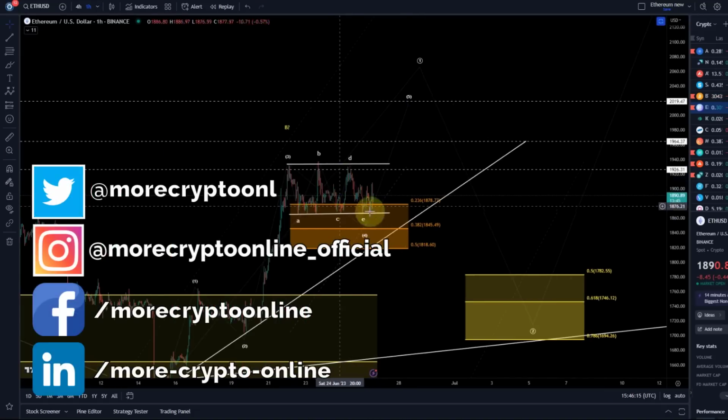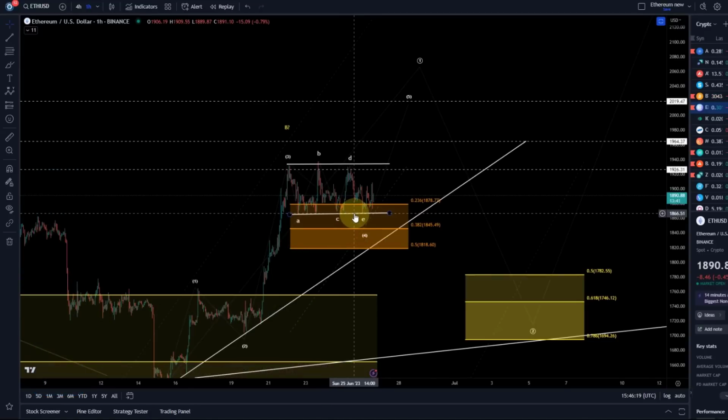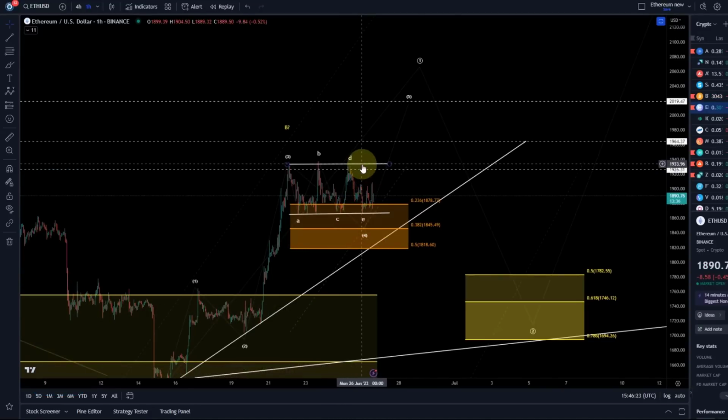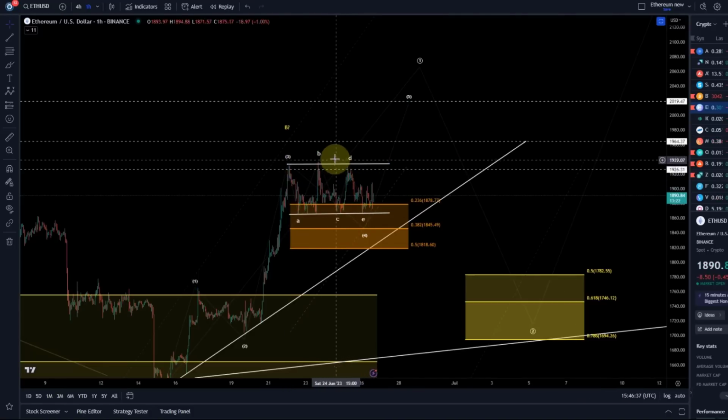Unfortunately, we continue to be in this range. The range lower boundary line is here at 1865, 1866, and the upper boundary line around 1935, plus minus a few dollars. It is not perfectly defined because you have a few different price levels, but it's broadly here around the 1930 level.